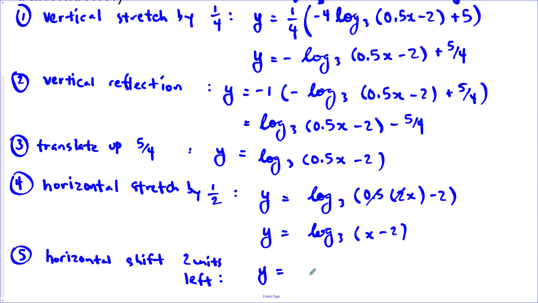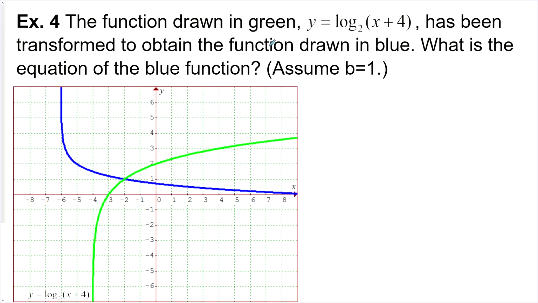So then inside this function, we would put a plus 2 here with the x. It would cancel out with the minus 2. And now we're left with the function that we wanted.